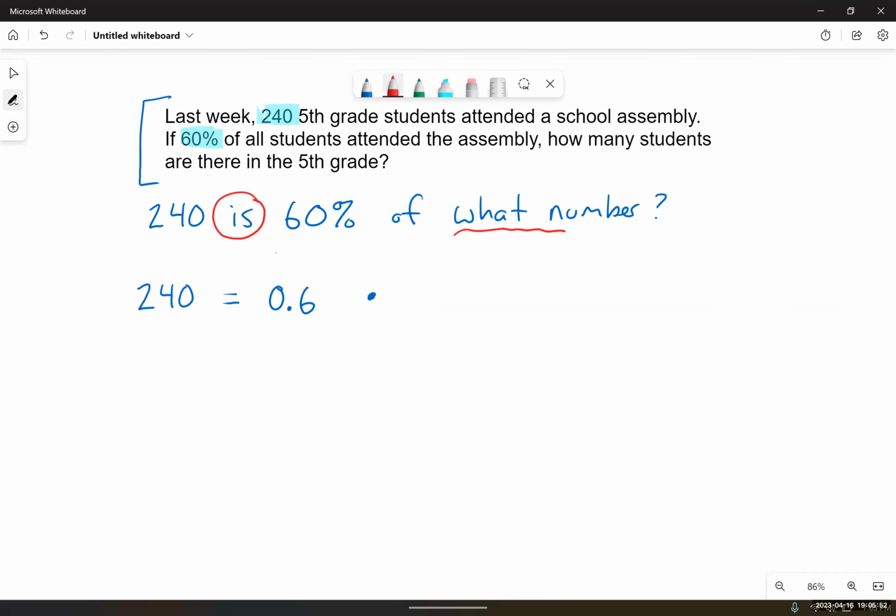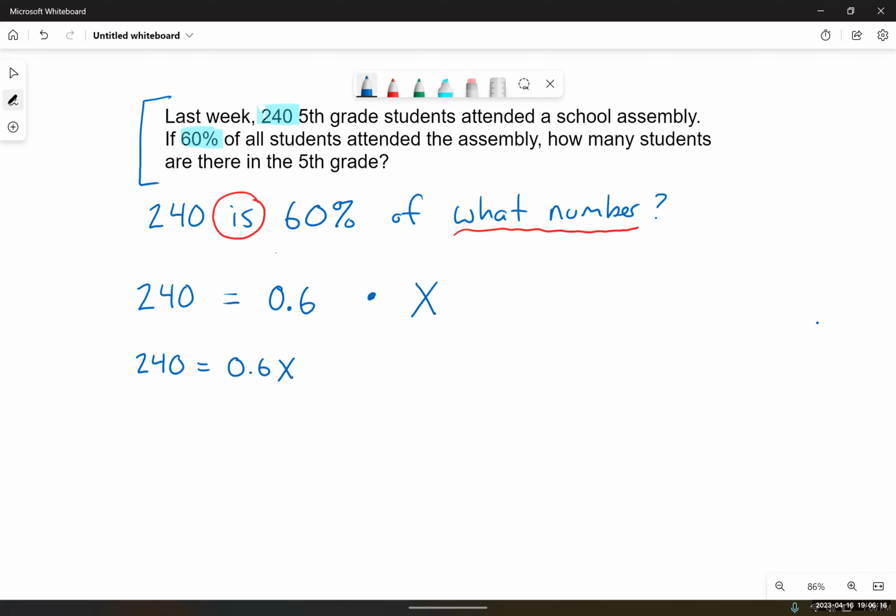And so what number? That's our unknown. That's what we're looking for. So we're going to call that X. So we've got 240, and I'm just going to write it in a more compact form. Generally, we don't use the dot for multiplication when we have a variable. So 240 equals 0.6 times X. So 0.6X.